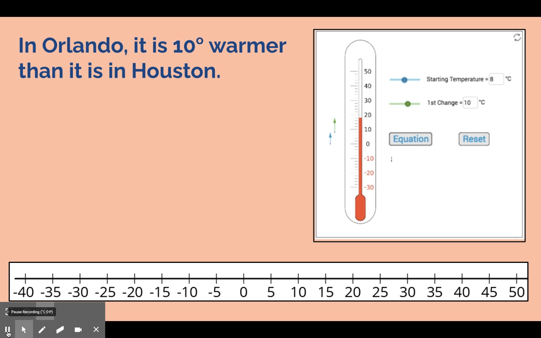Let's go ahead and put that in the chat now. If I'm starting at 8 degrees in Houston and it's 10 degrees warmer in Orlando, what's the final temperature change that I'm going to capture? And I'm going to put that in the chat.